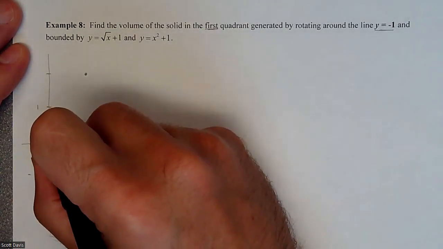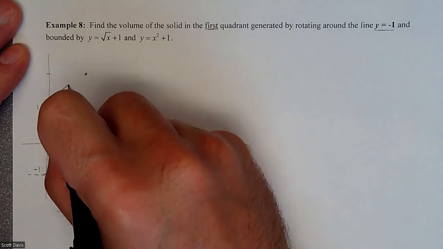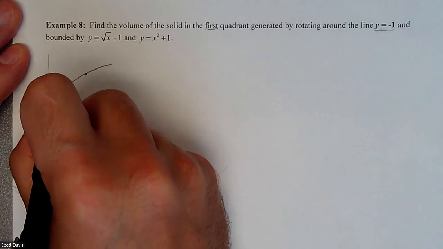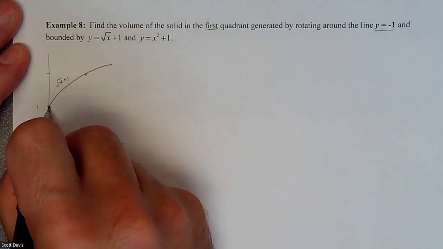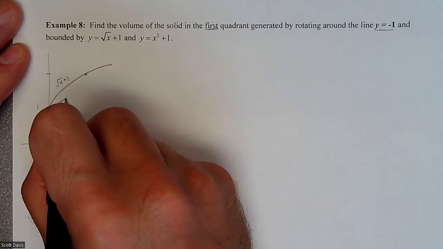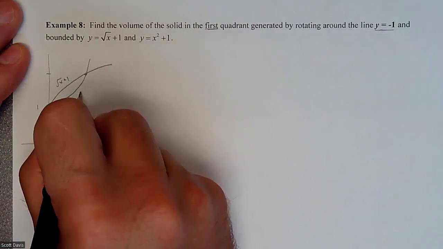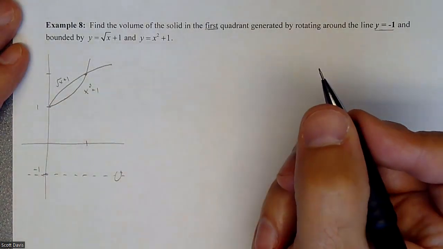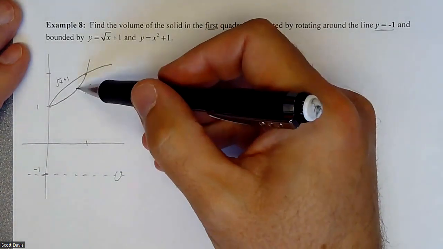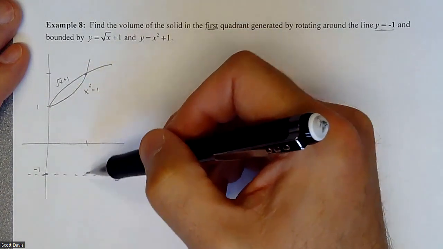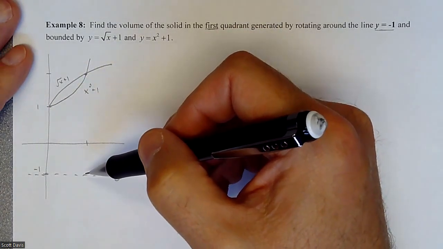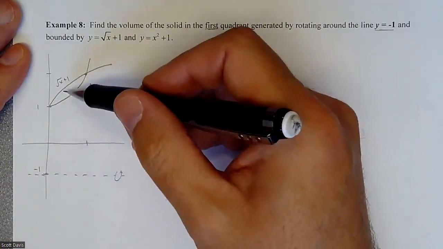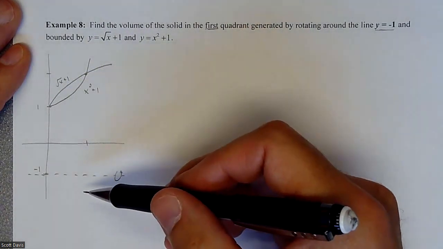My square root graph is going to look like this. That's my square root of x plus 1. And my quadratic is going to look like that. So I have an x squared plus 1. We are going to be taking this shape and rotating it around, not the x-axis, but this line of y equals -1. We're going to have this big gap in between it, and it's going to create some sort of a shape.